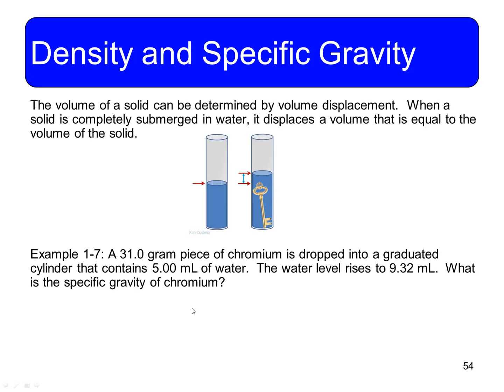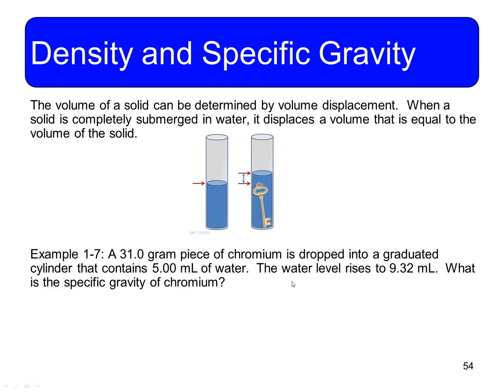Here's a problem very similar to what you would do in lab. If you have a 31-gram piece of chromium, and it's dropped into a graduated cylinder that contains 5 mL of water, so this would be your 5 mL of water, and you drop down the chromium, and you know the mass, because you are all going to determine the mass of your object on a balance, and the water level rises to 9.32 mL. So you read your graduated cylinder, and you see that it goes up by that much. And then it asks, what's the specific gravity of chromium?